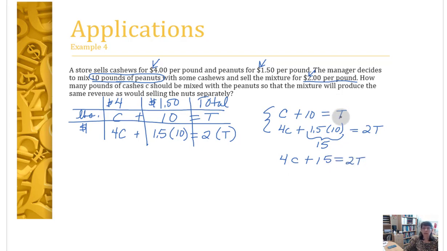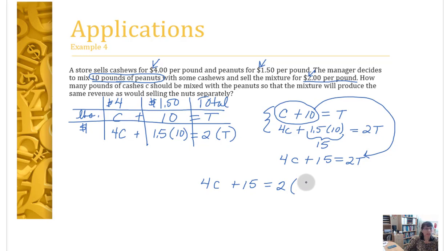Now we can see the first equation is already written in terms of T. So we can take C plus 10 and substitute that for T in the second equation. Now we have 4C plus 15 equals 2 times this new value of T. C plus 10 is that new value. If I distribute 2 to each term in this quantity, I'll know what each individual term is. On the left, 4C plus 15 now equals 2C, and 2 times 10 means plus 20.